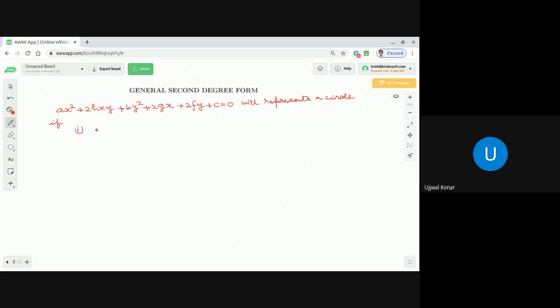First, the coefficient of x square should be equal to the coefficient of y square. That implies a should be equal to b. That is the first condition to be satisfied. And the second condition is that the coefficient of xy should be equal to 0.